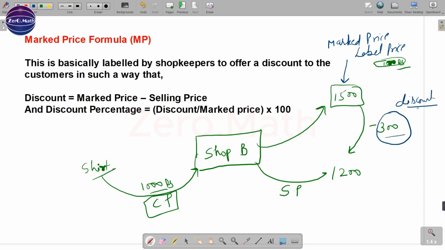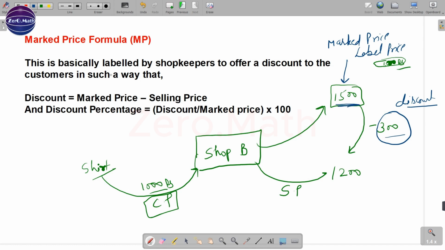The price at which the shopkeeper puts a label saying, I will sell at this price, that is called the marked price. And the previous shopkeeper wasn't smart. What he was doing was that the marked price and the selling price were the same. So he was selling at that same price. But this one, just to show, said, I gave a discount. So what happened here? I hope you have understood the concept of marked price well.